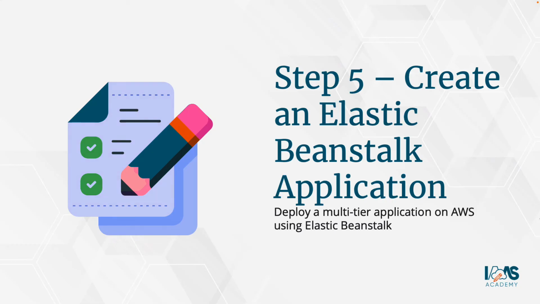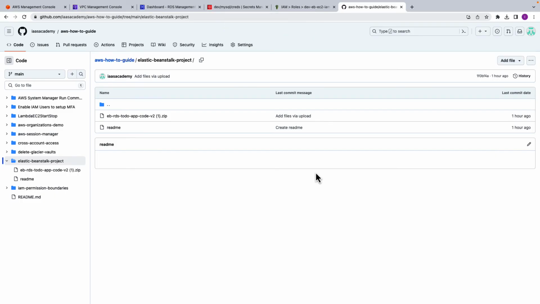Before you do that though, you need to download the application source code bundle from our GitHub repository. So let me show you where that is first, and then we'll jump back into the AWS Management Console and deploy this application. Okay, so you have access to the application source code bundle that we're using for this project. It's available in our GitHub repository, the link of which is available to you in the resources section of this video or down in the description box below. You'll need to download the EBS RDS to-do app code version 2's zip file and place it on your desktop or in a location that's easily accessible.